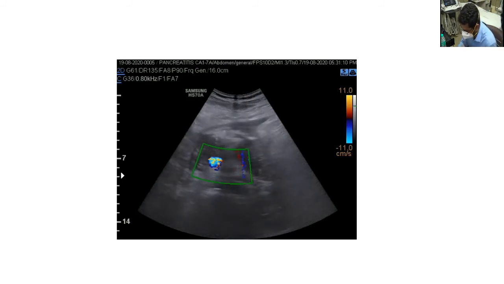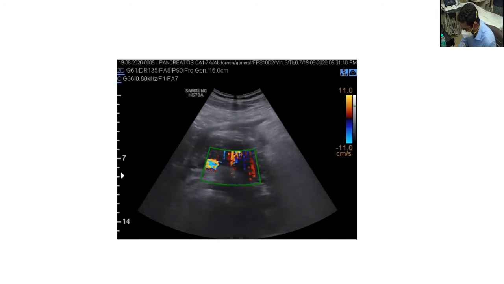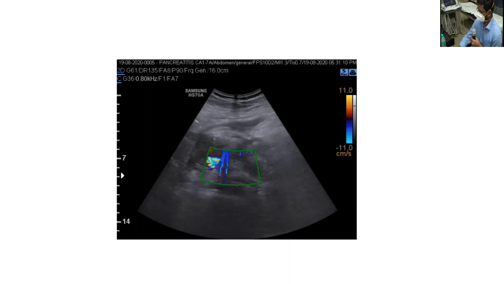The SMV is working. There is no flow in the splenic vein just before the confluence. That is complete thrombus in the splenic vein. Okay. Thank you. The next cases will be shown by Dr. Rushabh.